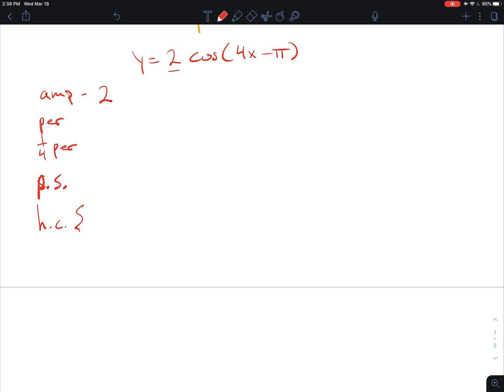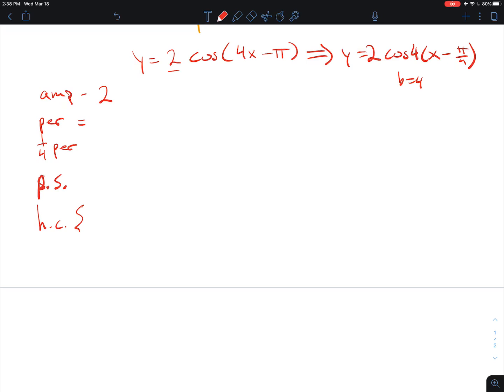Because the x is not by itself, and I'll typically use x when I'm in radians. The previous example, I used theta because it was in degrees, but it's in radians. I'll use x. We gotta do some factoring here and say that y equals 2 cosine. If I factor out that 4, I'm left with x minus pi over 4 as the argument of cosine. My b term is 4. So while a is 2, b is equal to 4.